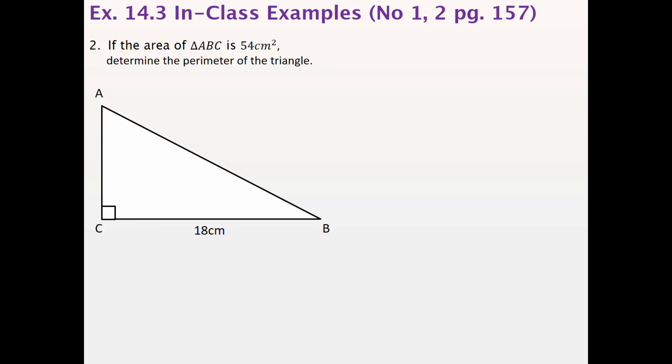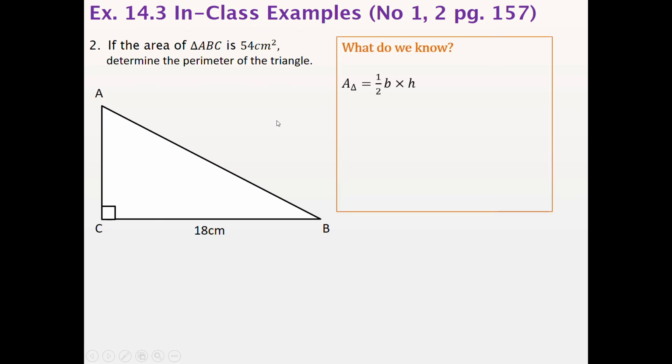Okay, so if I tried to calculate the perimeter without any other information, I obviously wouldn't have enough information, right? Because I've only got one side. I don't have the height, I don't have the hypotenuse, I don't have anything. Okay, so what do I know? I know that the area of a triangle is equal to half of the base times height, and they've given me the area as 54 centimeters squared. Okay, so I can fill in 54 here. Right, I know that AC is the height of the triangle.